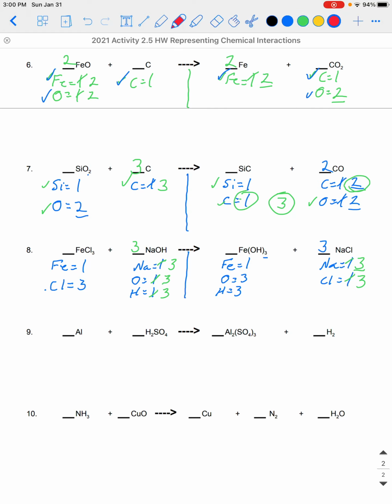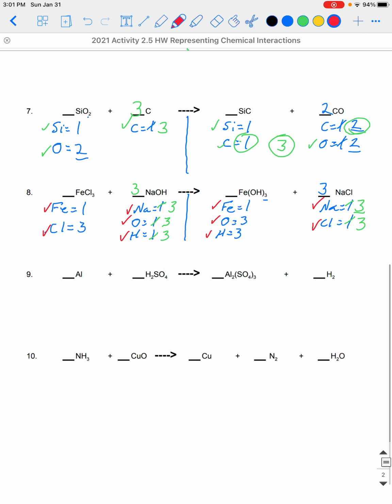Check our balance. Iron 1, iron 1. Chlorine 3, chlorine 3. Sodium 3, sodium 3. Oxygen, hydrogen. We balanced. Moving on. Aluminum is 1. Oops, let's fix that.